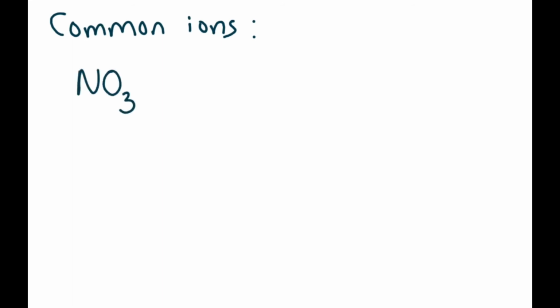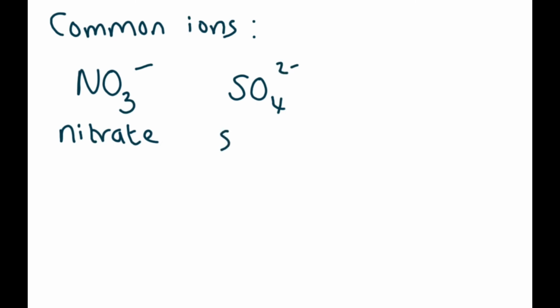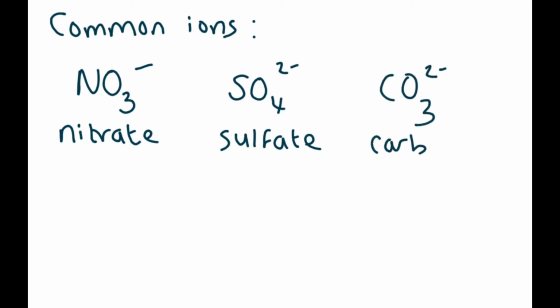There are other common ions that you need to know, which are a little bit more complicated. For example, you need to know the formula of this ion. This is nitrate. Another common ion is this one. Do you know what this one's called? This one is called sulfate. And another common ion is this ion, and that one is called carbonate.